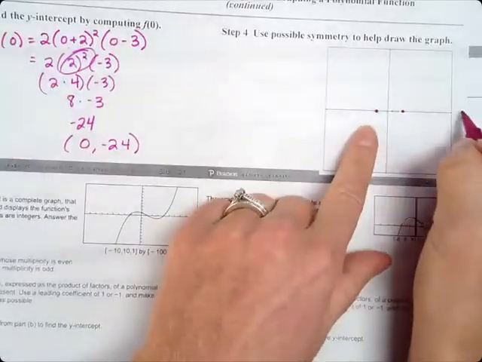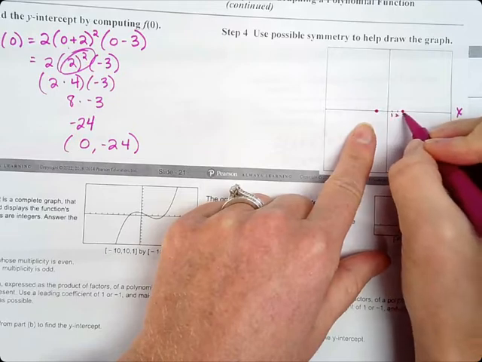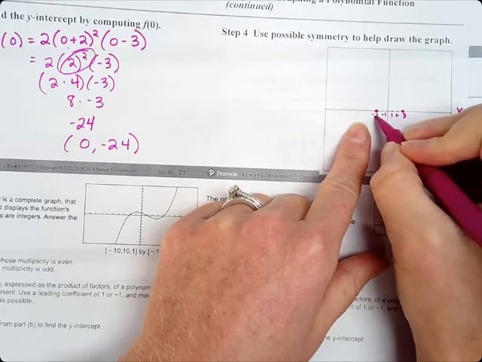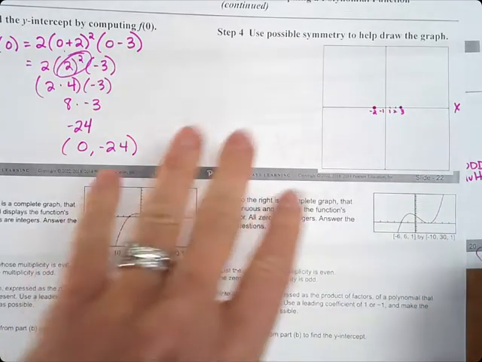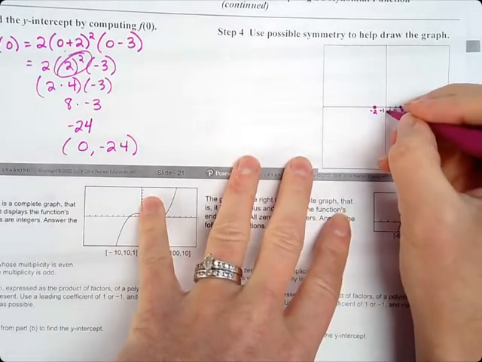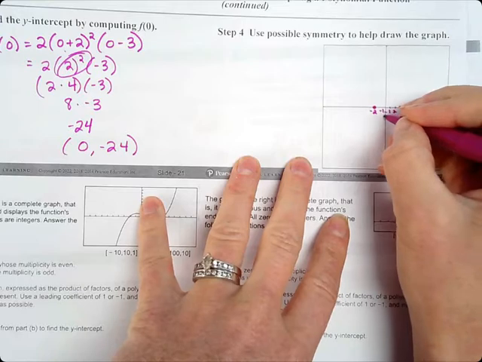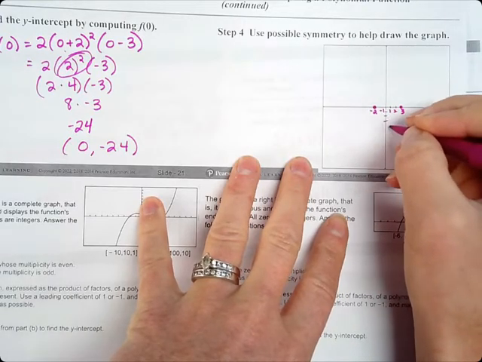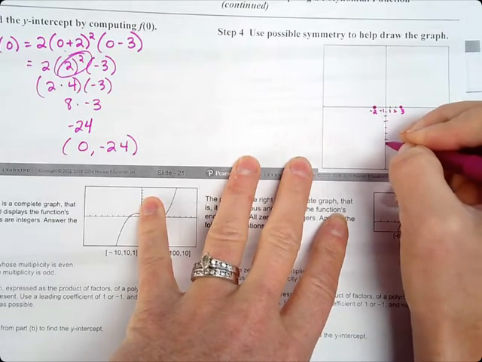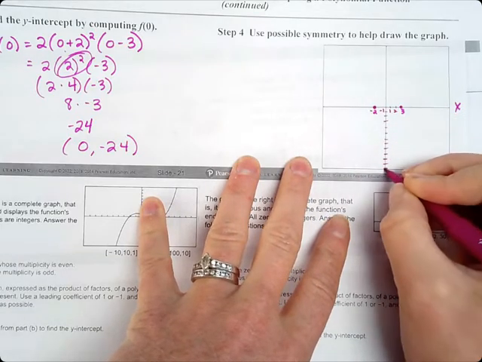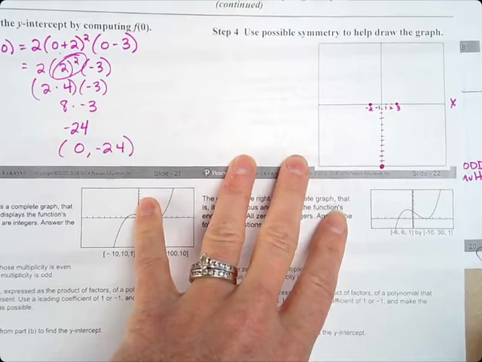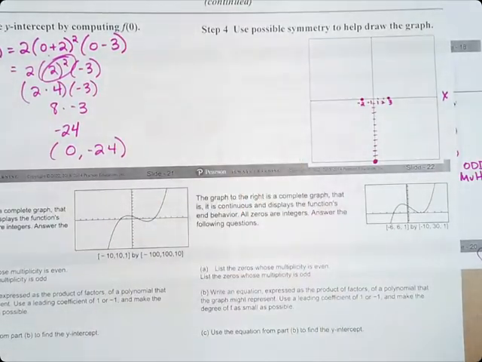So I went by 1s on here. But on the y-axis, I can go by 2s. So 2, 4, 6, 8, 10, 12, 14, 16, 18, 20, 22, and 24. So that's my y-intercept.